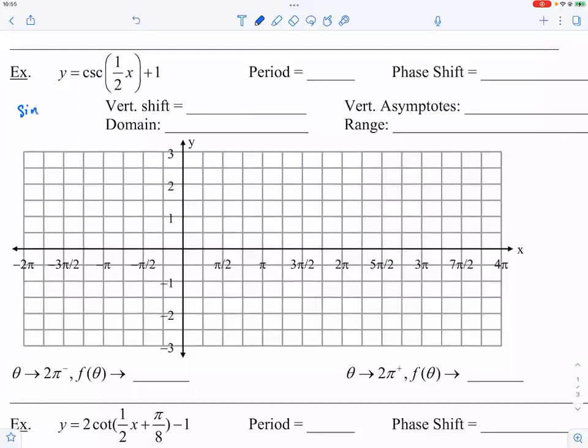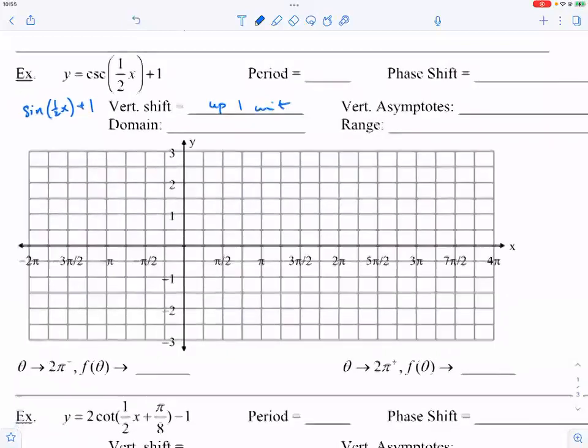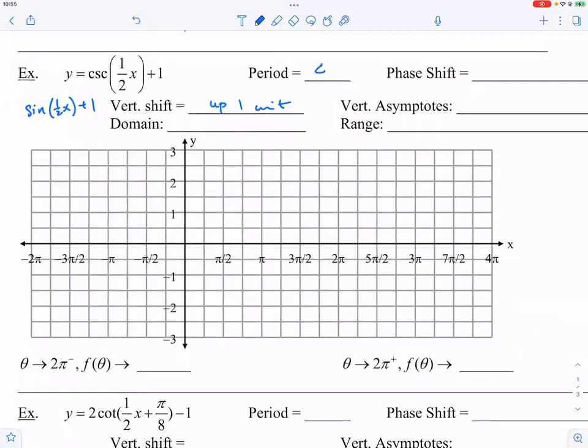Okay, so you can think about that as a sine graph. So we will plot some points based on the sine graph. What else can we tell easily? Vertical shift up 1 unit. And what else can we tell? Period's 4 pi. Very good. Phase shift is none. So these are all quick pieces of information that you can just extract at a quick glance.